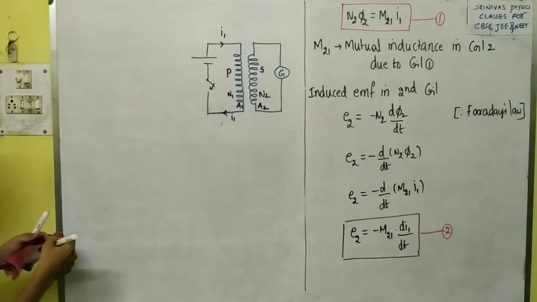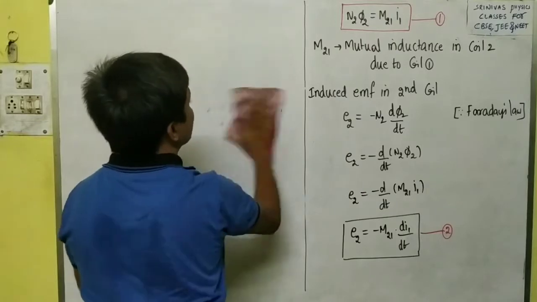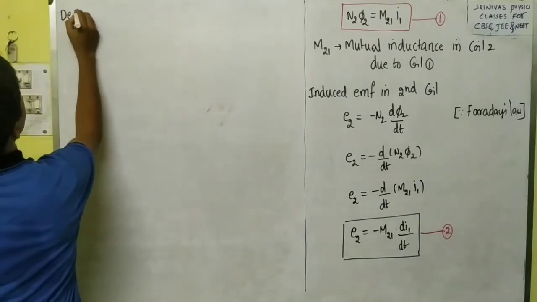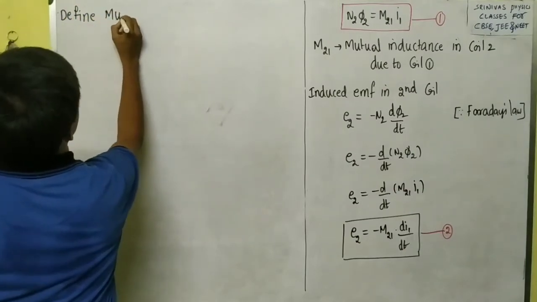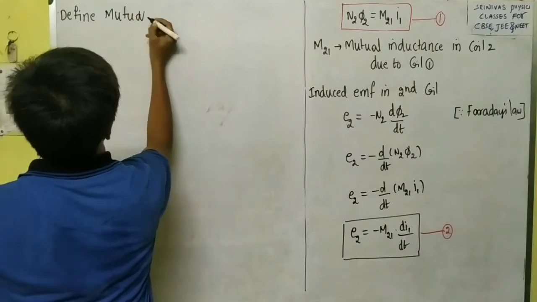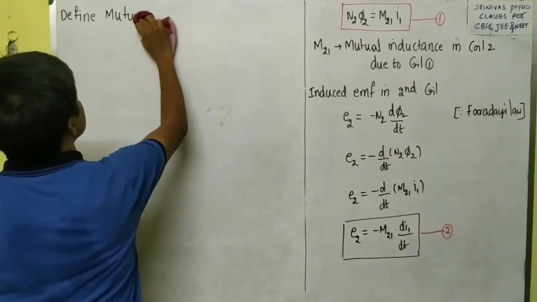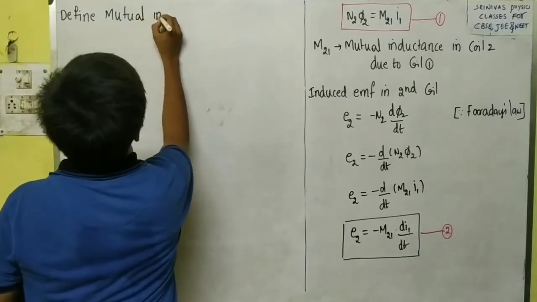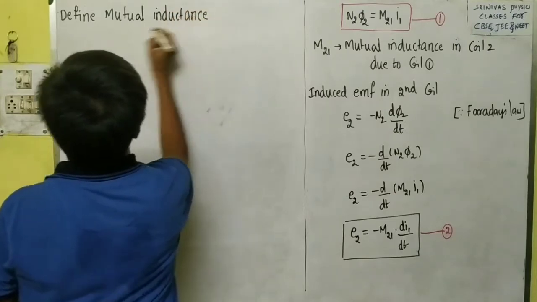Okay, I want the definition of M, the mutual inductance definition. How can we define mutual inductance? We can define it like this. Remember it.